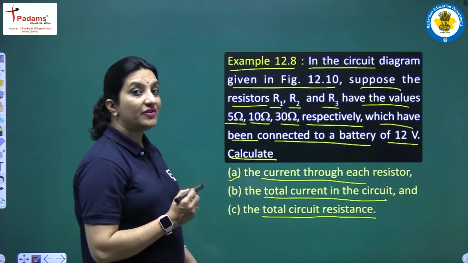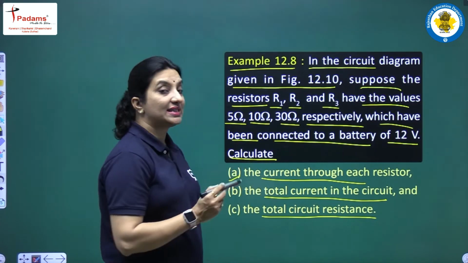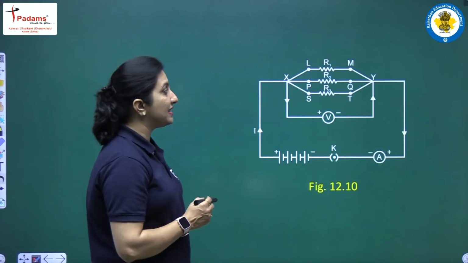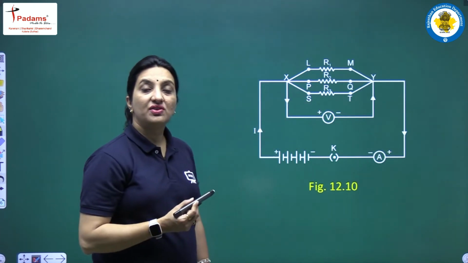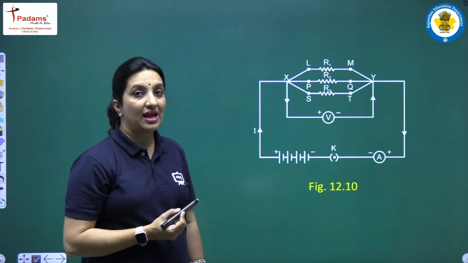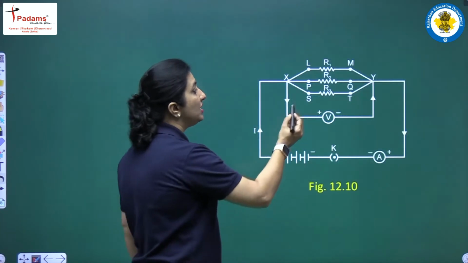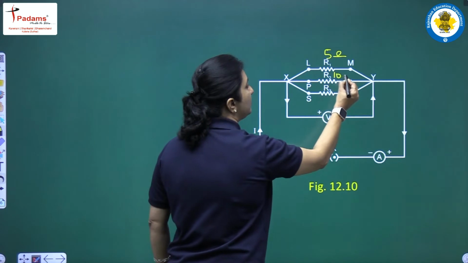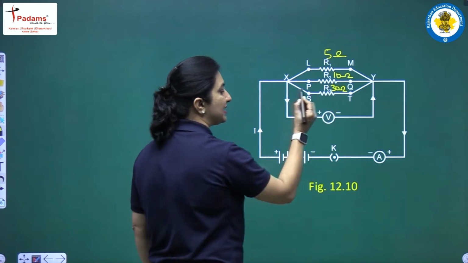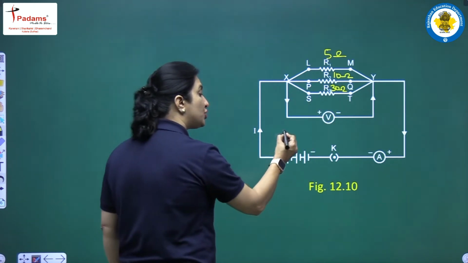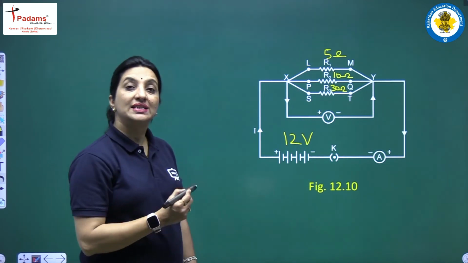Now students, here we have a circuit diagram in which there are 3 resistors connected in parallel. So let's see the circuit diagram. Now here we have R1, R2 and R3. These 3 are connected in parallel, and what are the values? The values are 5, 10 and 30. So here this is say 10 ohms and this one is say 30 ohms. So we have 3 resistors connected in parallel to a 12 volt battery. So the battery potential is given as 12 volts.